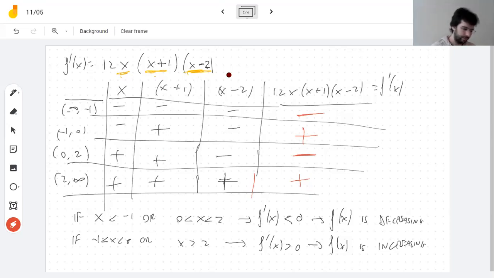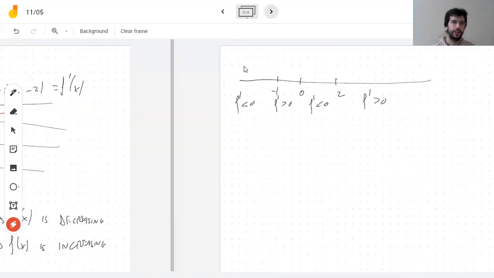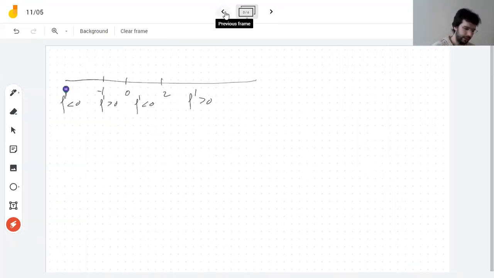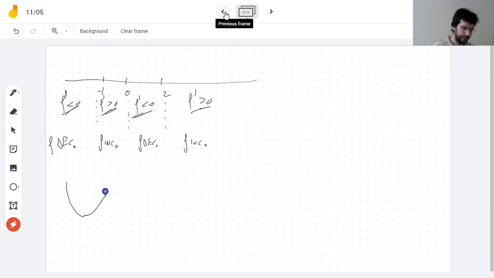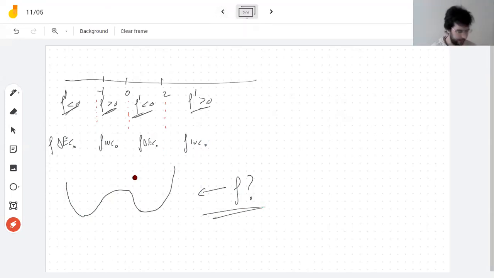Okay, so let's see if I can draw this graph. The answer that I got is that to the left of negative one, the derivative is negative, then it becomes positive, then it becomes negative, and then positive again. So if the derivative is negative, the function decreases and then increases and then decreases and then increases. So it should look like going down, going up, going down, going up. And furthermore, this is negative one, this is zero, and this is two.